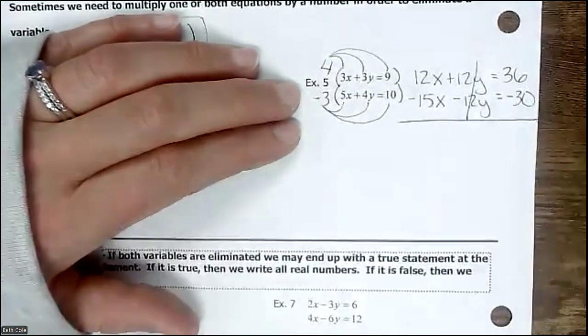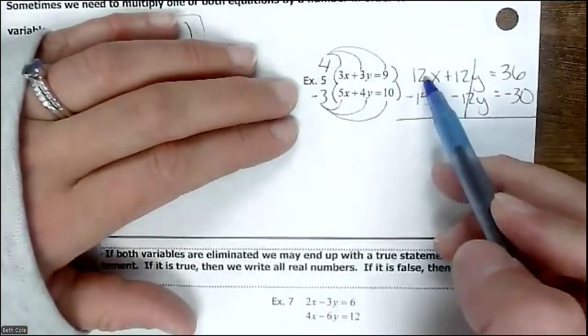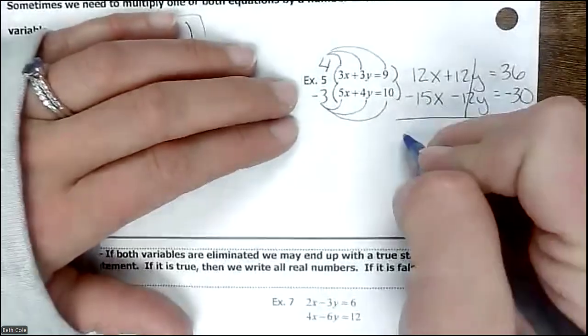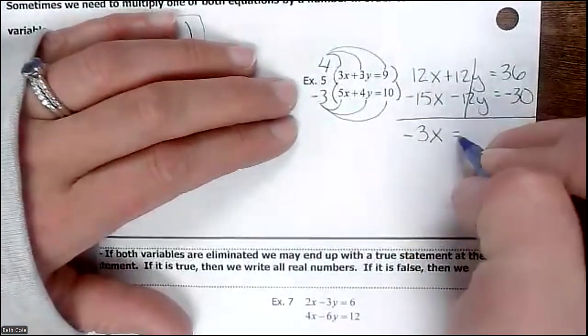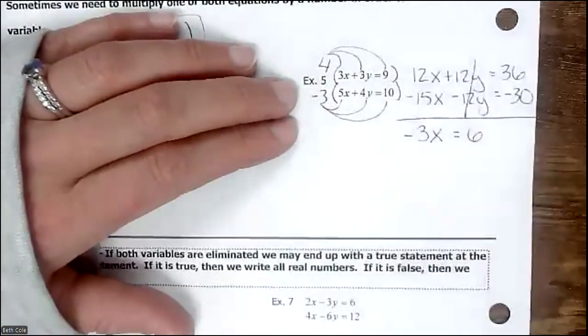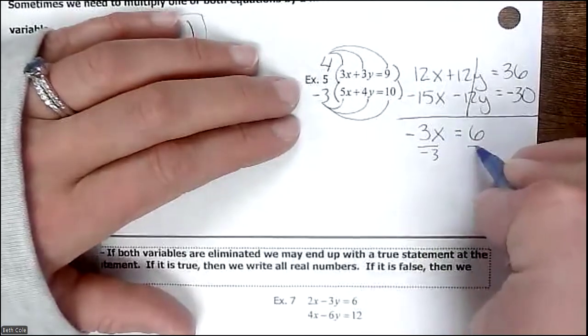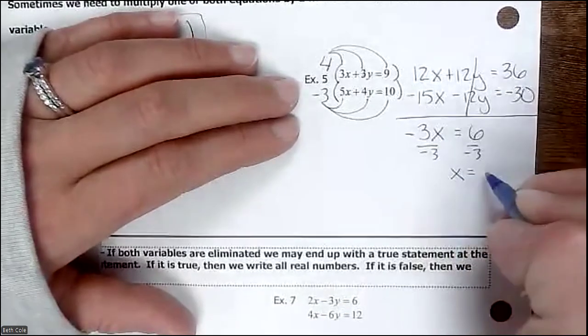So the y's eliminate. That's why it's called elimination. That's sort of the whole point. Add your columns. 12x minus 15x. Good. -3x equals 36 minus 30 is 6. And then the answer just sort of falls into your lap. The whole thing kind of goes away. So divide by -3.